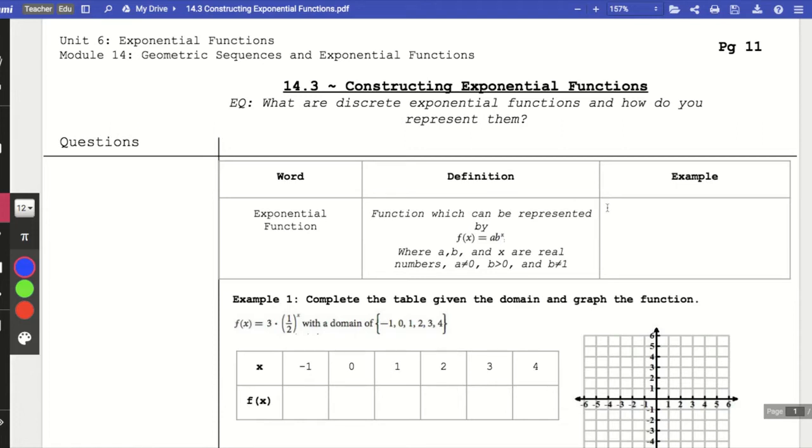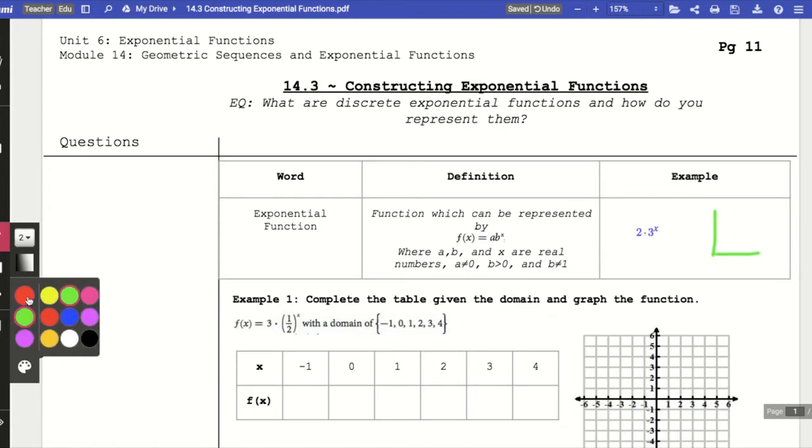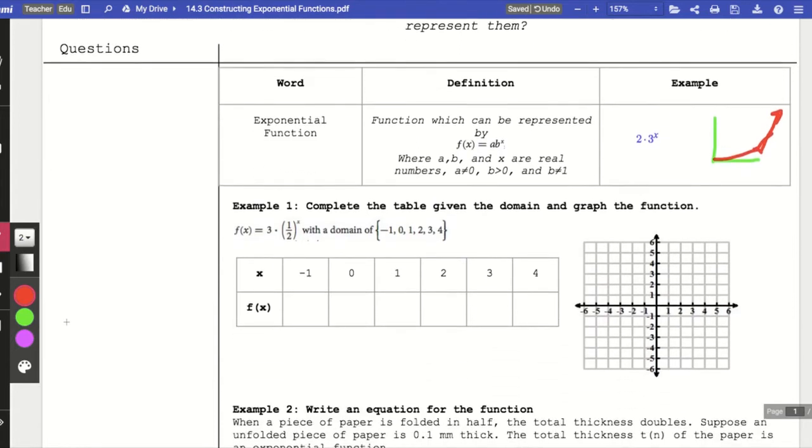An example of this type of function would be really simple, just like 2 times 3 to the x would be an exponential function. And the graph, if I were to make just a little quick graph, exponential functions generally are going to kind of do this. Remember, if you're thinking about population, it starts out slow and then it starts to increase. And it should be a curve there. But of course, my mouse isn't wonderful. So let's go ahead and do an example.